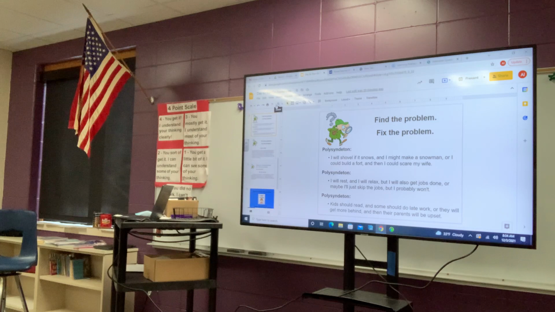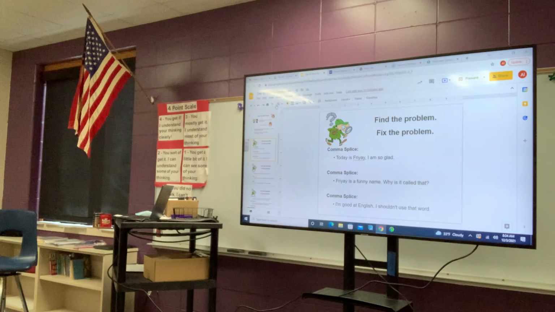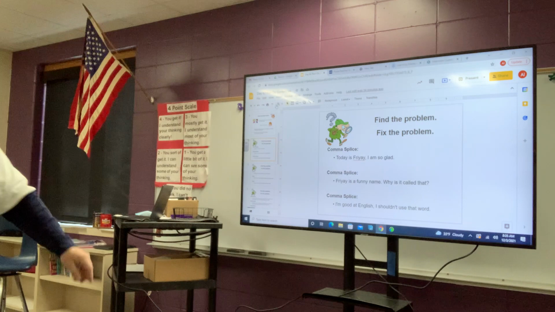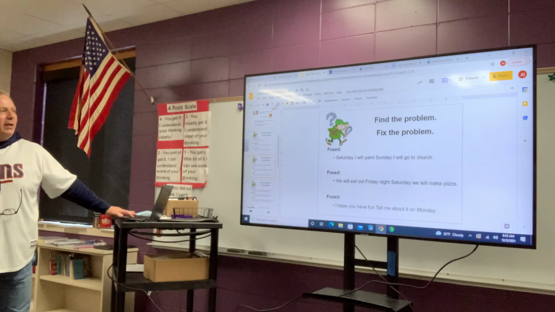And when you're in there, you're going to get the same exact slideshow. You need to get down to the slides with the inspector guy. And I want you to fix at least one of the three. Of the comma splices, fix one. Of the fused, fix one. Of the polysyndeton, fix one. You don't have to fix all three. Fix one in each of those three slides.